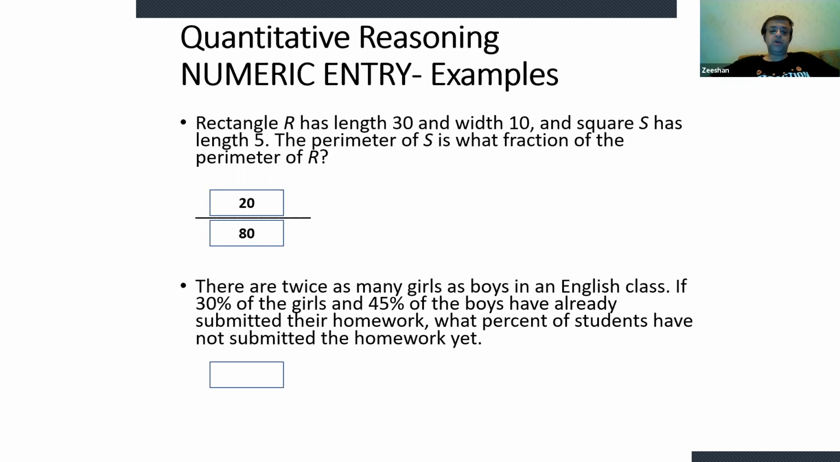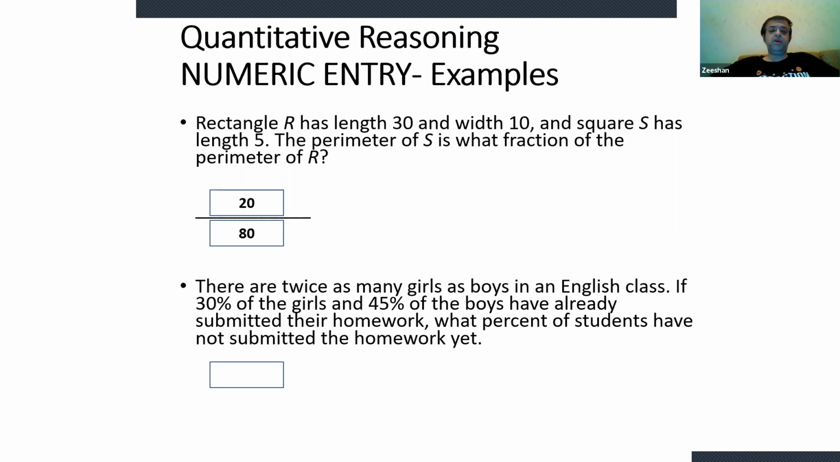So how many boys did the homework? There are 100 boys, 45% of the boys did their homework. So 45 boys did their homework. And how many girls did their homework? 30% of 200, which is 60. So 60 girls and 45 boys, which makes it a total of 105.